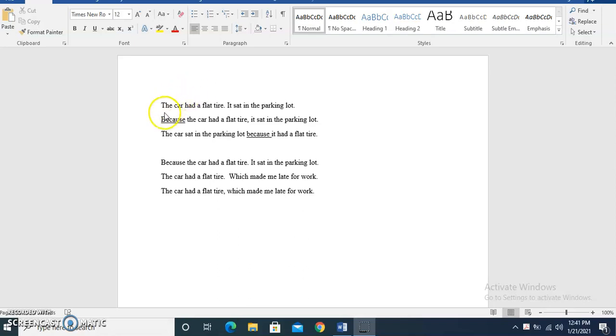But when I add this because in here, what I'm doing is making this part of the sentence depend on this second part in order to make sense. In our example that we have here, this second part is still an independent clause. It can still stand on its own, as long as we've specified what this it was. You could have a sentence that says it sat in the parking lot. The same is not true now of this first part. And this is what I'm illustrating here in this bottom example.